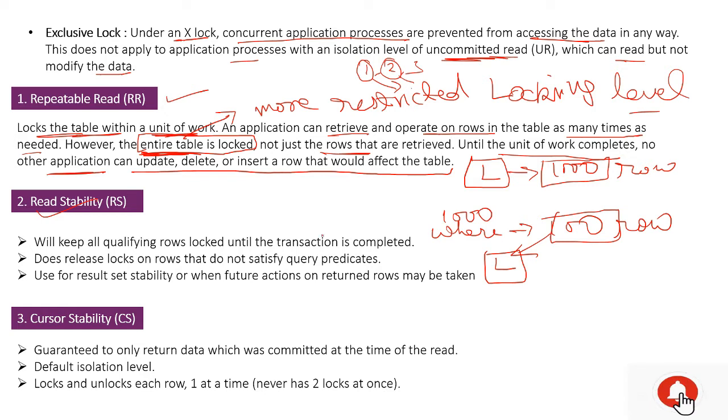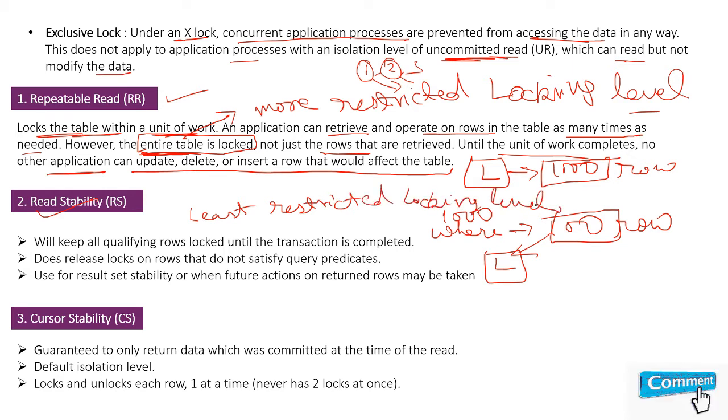So it is the least restricted locking level. Okay, it will keep all qualifying rows locked until the transaction is completed. Means only the qualified rows will be locked. It does release locks on rows that do not satisfy the query predicate or where clause.